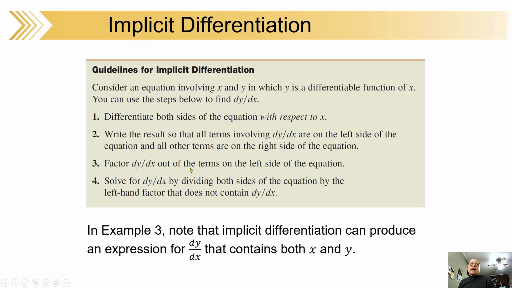Factor the dy dx out of those terms on the left. And last of all, the other factor, the one trailing the dy dx, divide both sides by that, and you end up with dy dx equals some expression. So you can actually end up with something that has dy dx. What's a little bit different, though, is that what's on the right-hand side after the dy dx equals might have an x and y as well. So that's a little bit different.